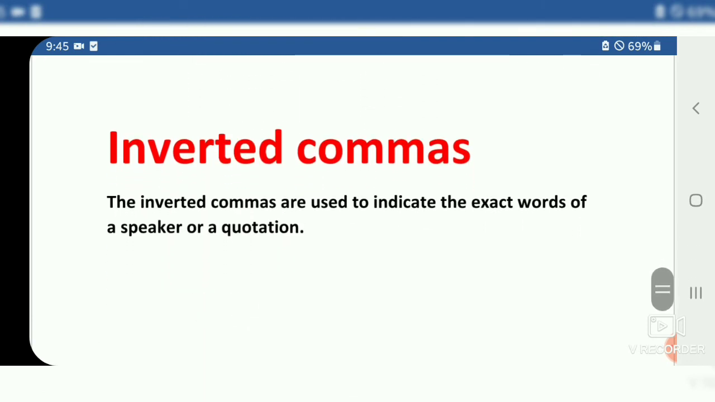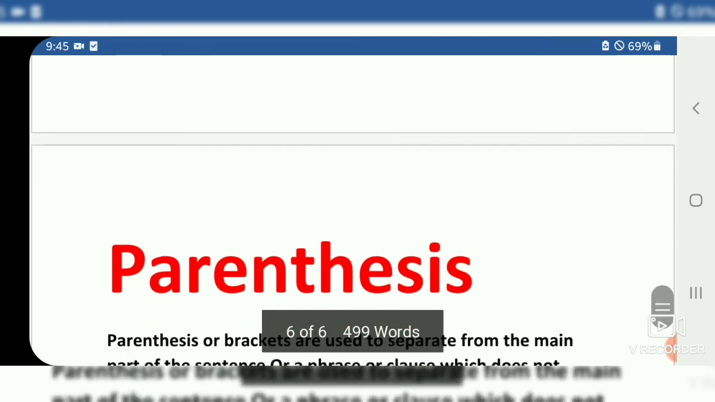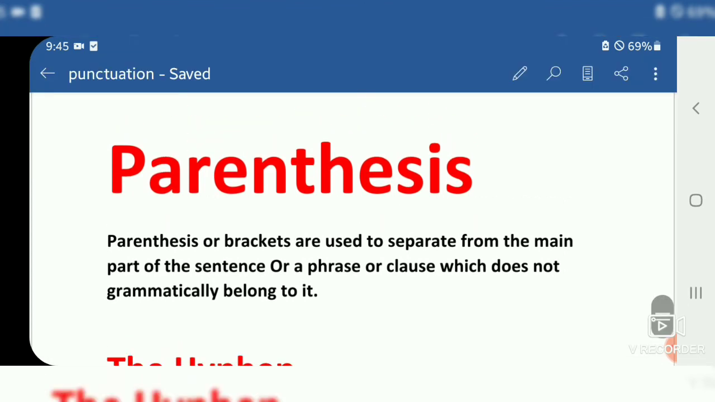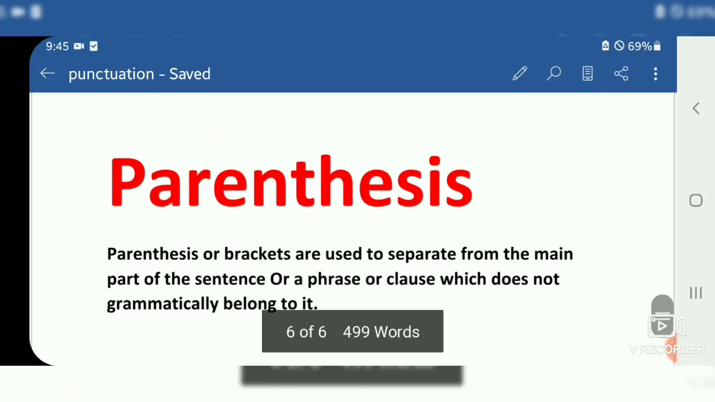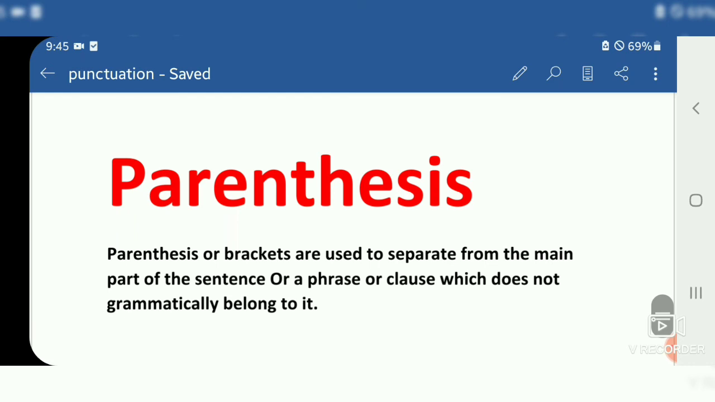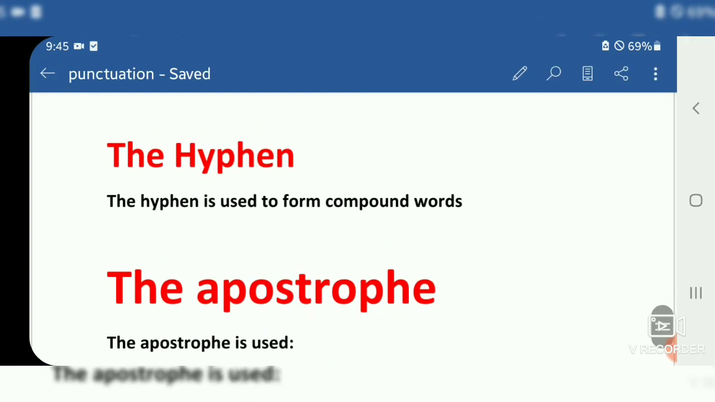And the next is inverted commas. The inverted commas are used to indicate the exact words of a speaker or a quotation. And the next is the parenthesis. Parentheses or brackets are used to separate from the main part of the sentence a phrase or clause which does not grammatically belong to it. The next is the hyphen. The hyphen is used to form compound words.